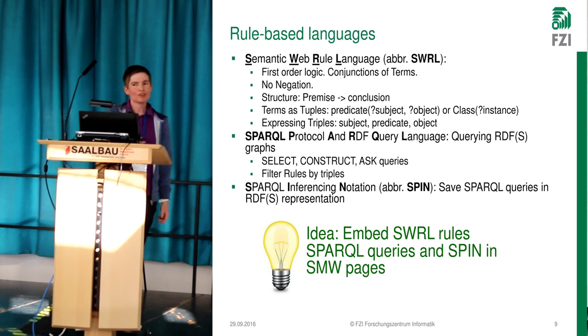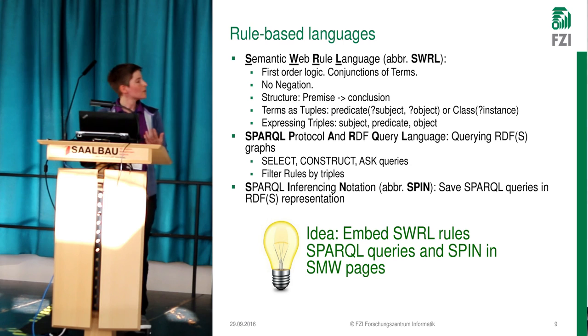Then we have SPARQL. I think most of you know what SPARQL is. It's a query language for querying RDF graphs, and you have the possibility to make different queries against an RDF graph. And then we have the SPARQL Inferencing Notation, abbreviated SPIN. Here the idea is to save SPARQL queries in RDF representation, so you can define inside the SPARQL queries appropriate rules, which can later be executed by our Sherlock agent. Now the idea is to embed these kinds of rule languages inside our Semantic MediaWiki and to annotate them so that our Sherlock agent can request the appropriate rules inside the service description.